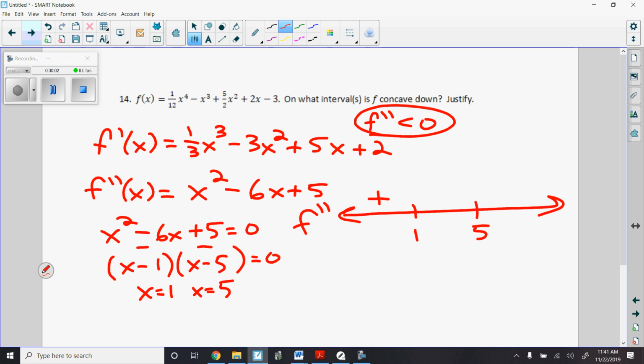And I'm going to try 2. 2 minus 1 is now positive. 2 minus 5 is negative. It's a negative. I'm going to try 6. 6 minus 1 is positive. 6 minus 5 is positive. Positive. Again, I want concave down, so I want to report the negative region. I'm going to say f is concave down.